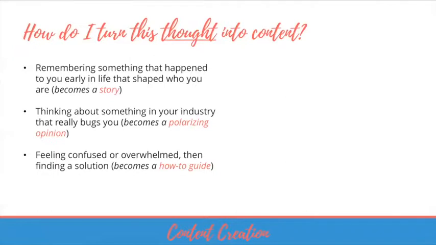So how do you turn thoughts into content? That sounds kind of high level, right? So here's how you can do it. An example might be remembering something that happened to you early in life that really shaped who you are. So when you have that thought and you remember, start writing it down and that becomes a story. It could be thinking about something in your industry that really, really bugs you. And that, of course, becomes a polarizing opinion. It could also be feeling confused or overwhelmed and then finding a solution. And if you can break that down into steps, that becomes a how-to guide.